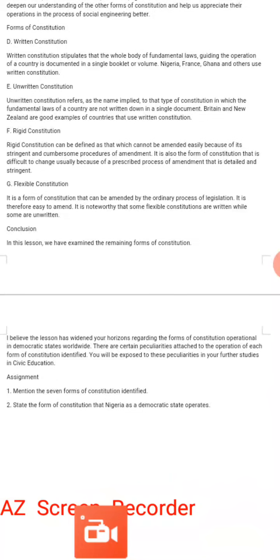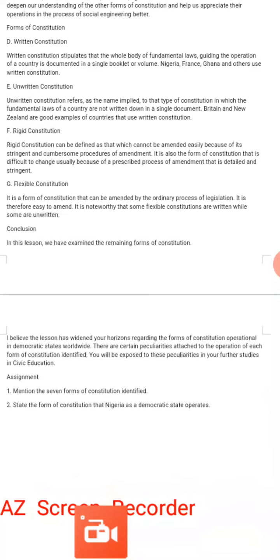E. Unwritten constitution. As the name implies, an unwritten constitution refers to that type of constitution in which the fundamental laws of a country are not written down in a single document. Contrasting a written constitution with an unwritten constitution, we can easily see that a written constitution has a single booklet form, while an unwritten constitution has more than one single booklet form.